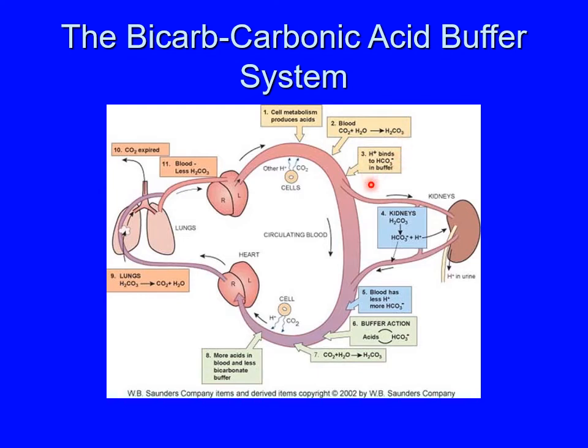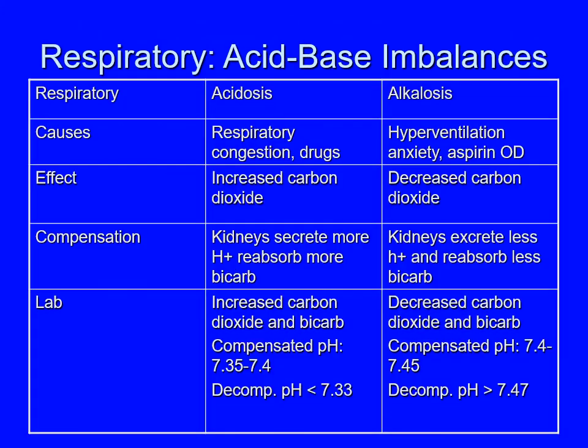And then H ions bind to bicarb in the buffer system. And then in the kidneys, carbonic acid is broken into bicarb and H ions are removed in urine. And now the blood has less H and more bicarb, so the bicarb goes back into the blood to work as a buffer to neutralize acids in the blood. Then the carbon dioxide given off by cells combines and forms carbonic acid, more acid in the blood and less bicarb, but then you're going to the lungs and you're getting rid of this CO2 by breaking apart the carbonic acid. So this is an ongoing thing, getting rid of acid, making acid, and constantly keeping that balance in place.